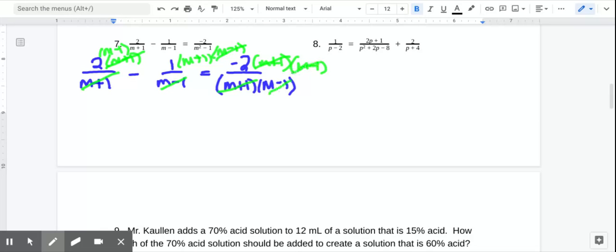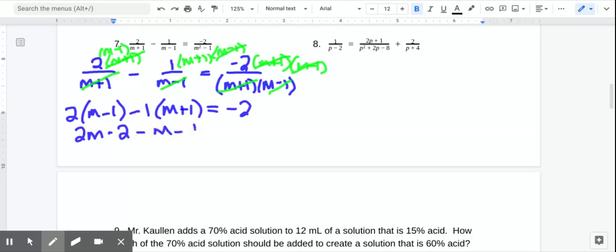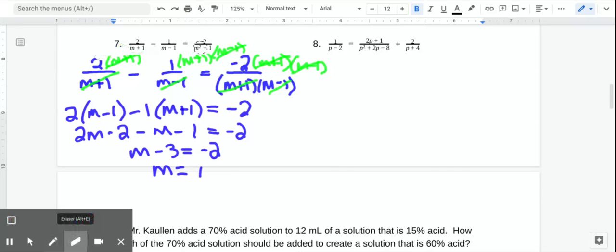So those will cancel. So I am left with 2 times m minus 1 minus 1 times m plus 1 equals negative 2. We'll go ahead and distribute. Combine the like terms. And just finish solving. M equals 1. That's it. Now, go back to the original, and we have to take a look at our undefined terms.